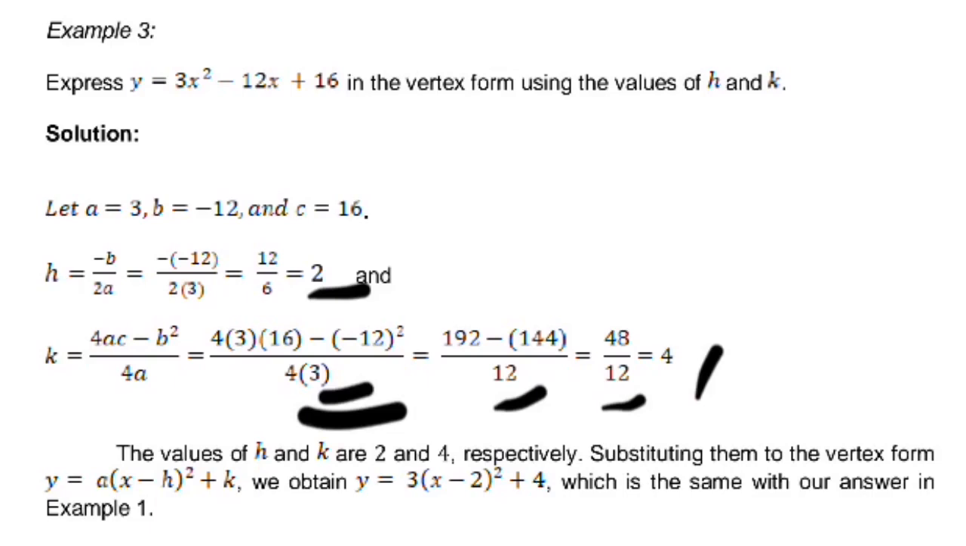Substituting them into the vertex form y equals a times the quantity x minus h squared plus k, we obtain y equals a, the value of a is 3, times the quantity x minus h, which is 2, so x minus 2 squared, then the value of k, 4, so plus 4. This is the same as our answer in example 1. So you can just select whichever method you like, either this one or the previous example.